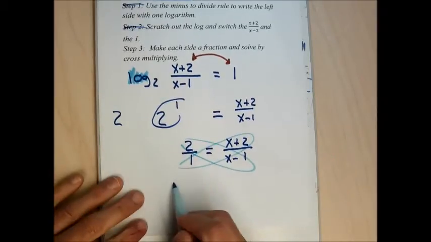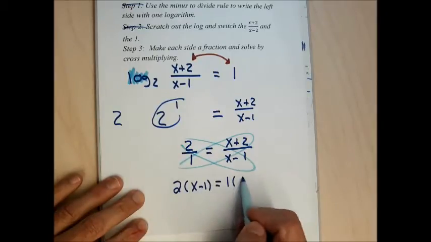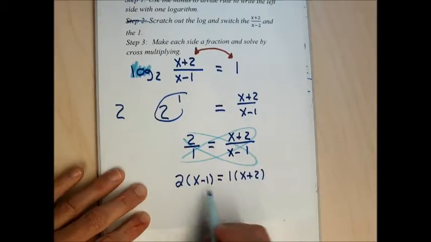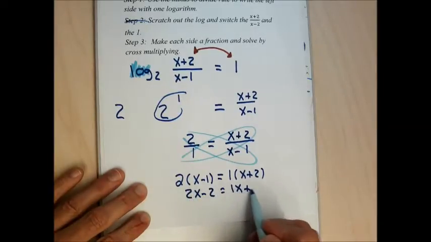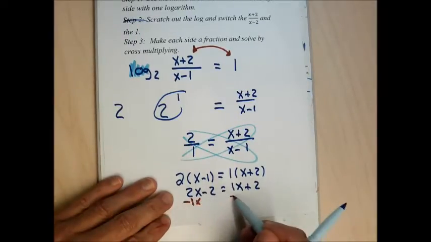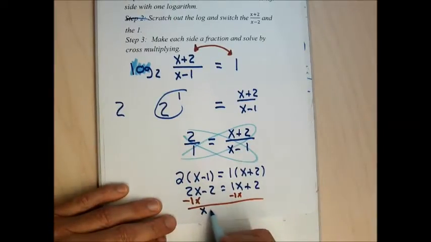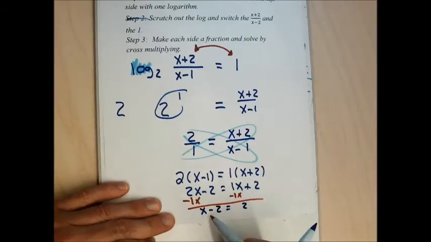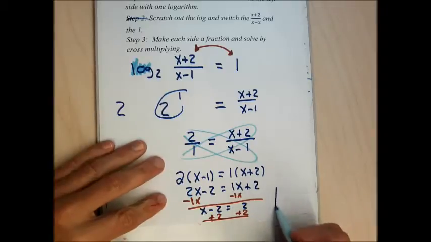When I cross-multiply down, I get 2 times x minus 1. When I cross-multiply up, I get 1 times x plus 2. That's going to give me 2x minus 2 equals 1x plus 2. And now I'm going to minus 1x from both sides. That's going to give me 2x minus 1x is x, or 1x, minus 2 equals 2. And then I'm going to plus 2 to both sides. On the left-hand side, the 2's are going to cancel and leave me the x, and on the right-hand side, I'm going to get a 4.